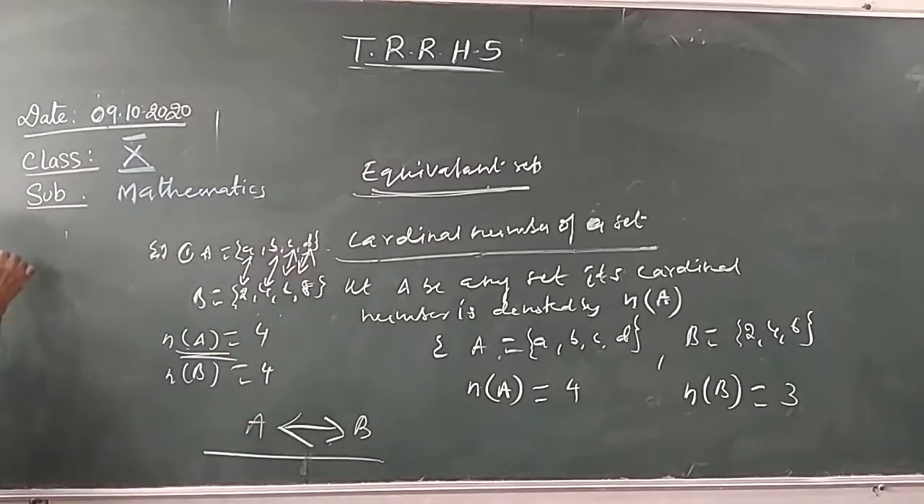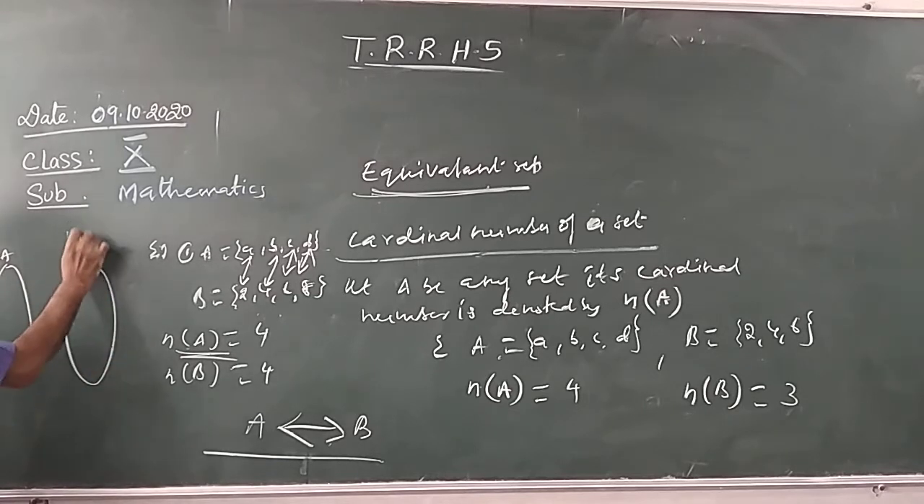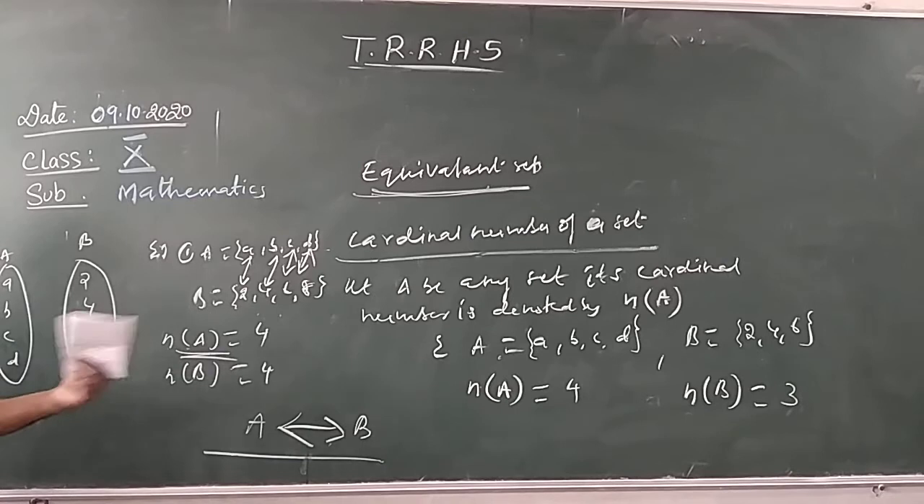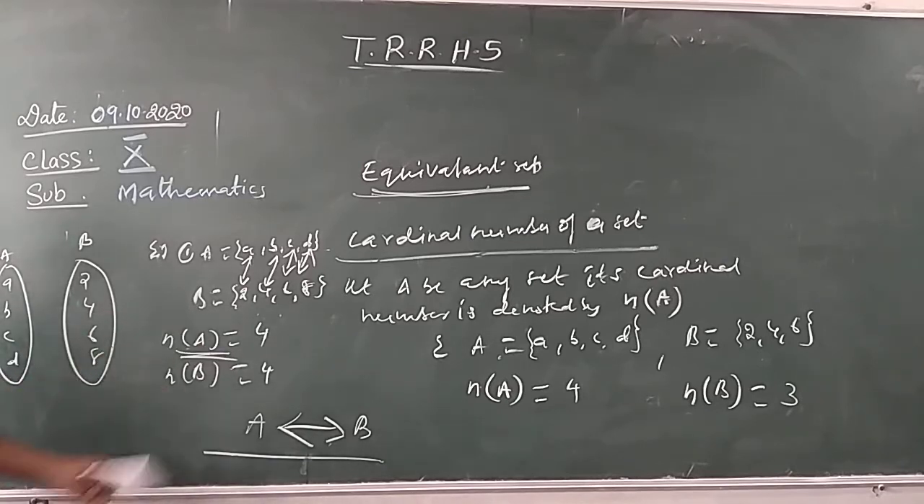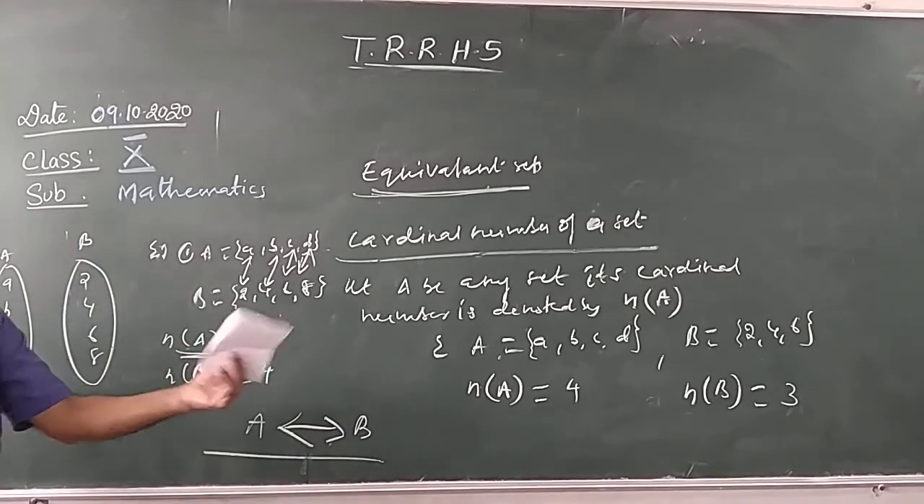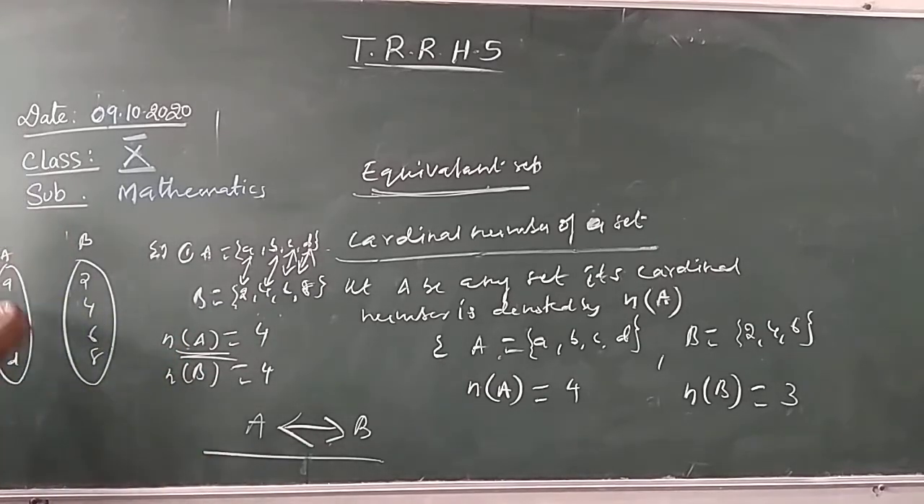We can associate like this, equivalent sets. We can show by Venn diagram equivalent sets. A is {a, b, c, d}. B is {2, 4, 6, 8}. We can associate, we can map all the elements of equivalent sets. A can map with 8. B can map with 2. C can map with 4. D can map with 6. Every element is mapped here.